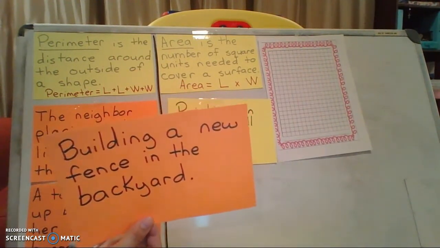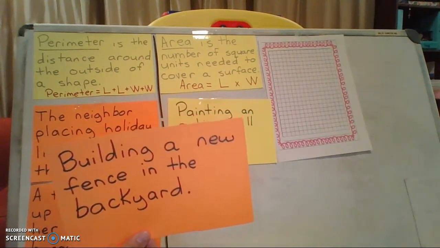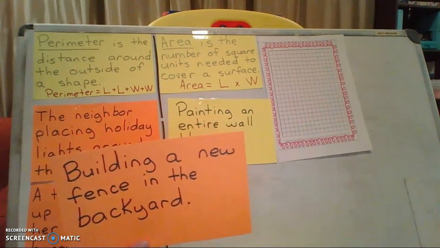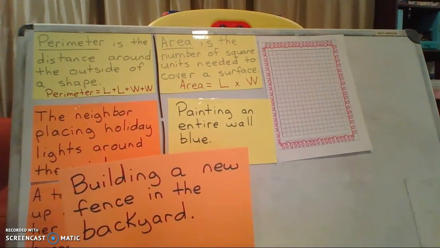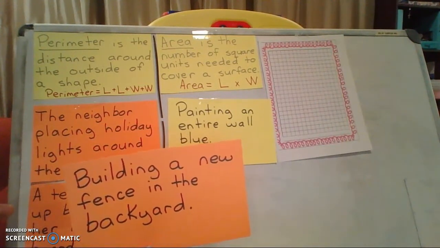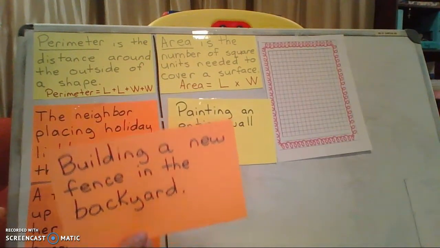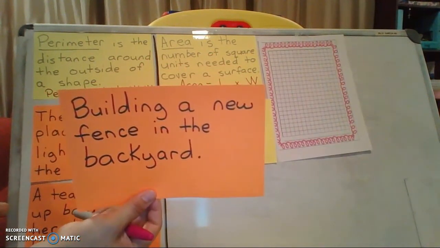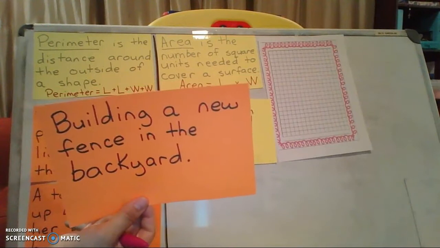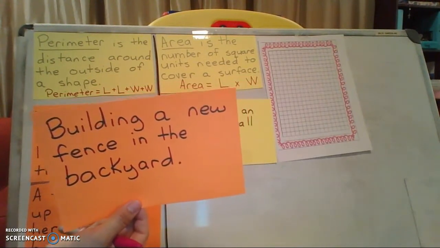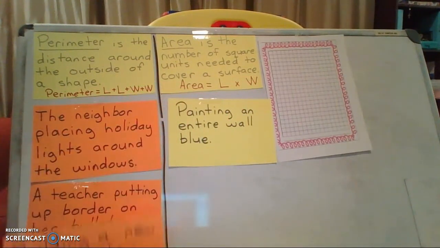So it would be, what do you think? Perimeter, the distance around the outside of a shape? Or would it be area, the number of square units needed to cover the entire surface? Think about that. Yes, this would be perimeter, the distance around the outside of the shape. So I'm going to put it on this side.